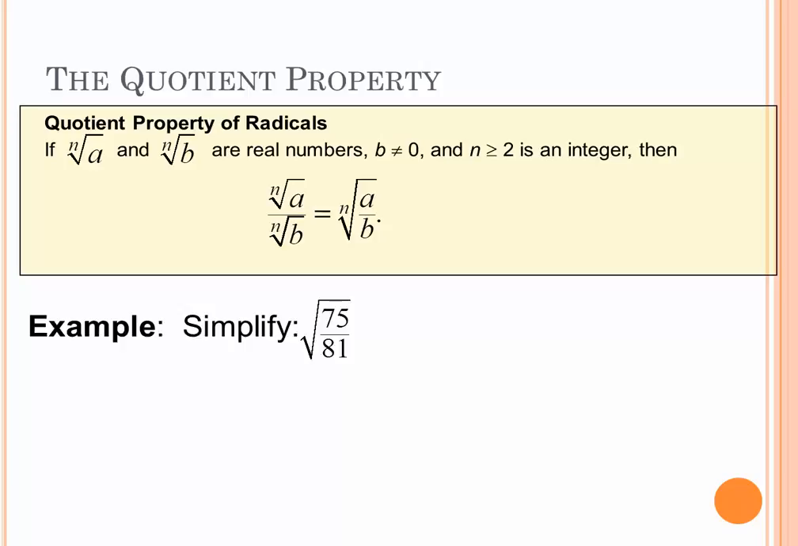So we could simplify the square root of 75 over 81. This would be a case of reading it from right to left, because we could rewrite that as the square root of 75 over the square root of 81. While the square root of 75 is not a perfect square, it does have factors of 25 times 3. And the square root of 25 is just 5. 5 times the square root of 3 divided by, and the square root of 81 is just 9.